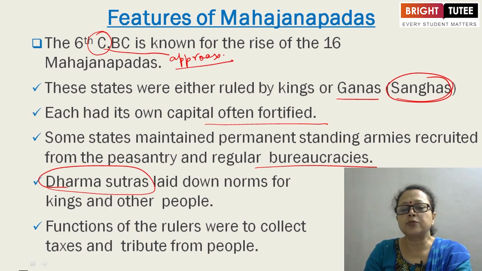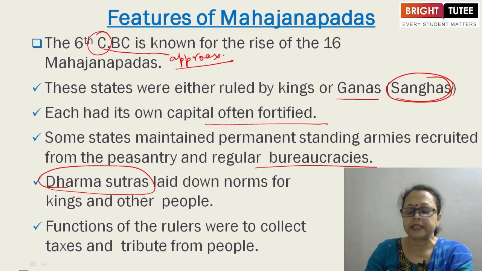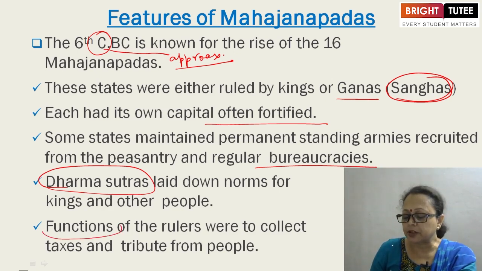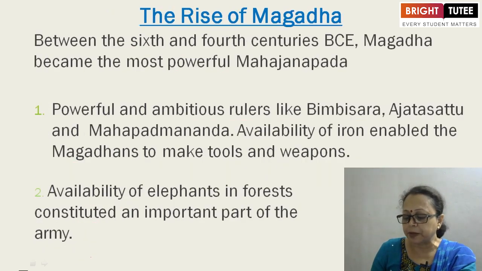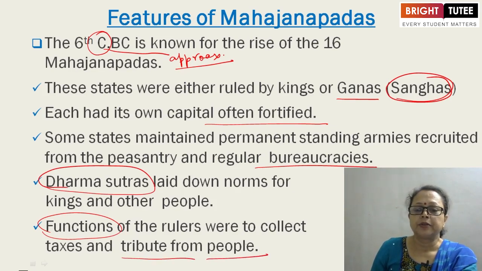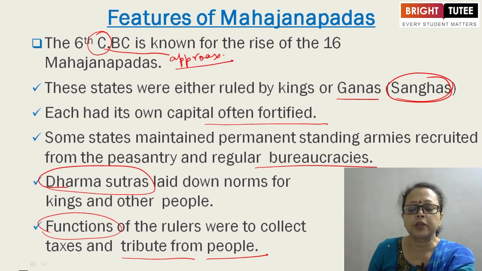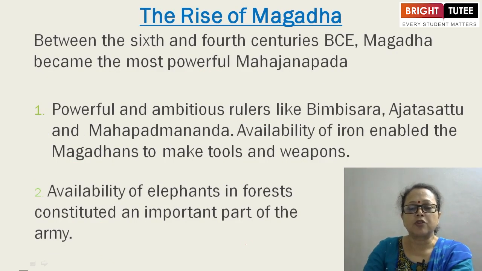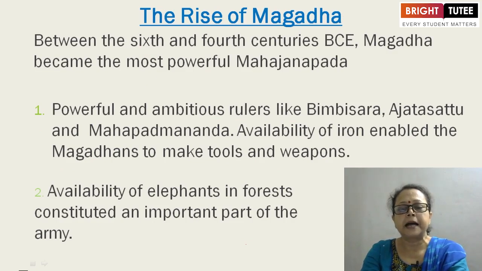Functions of the rulers were to collect taxes and tribute from people. This is the most important function of the ruler. They have to collect the taxes from the people, and they also have to collect the tribute, which the people are supposed to willingly give or offer to the king. This is all about the background history of this chapter.